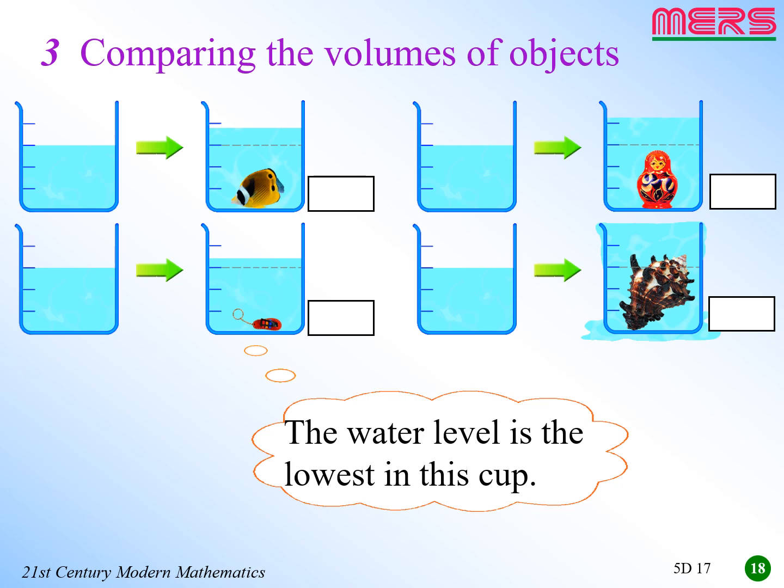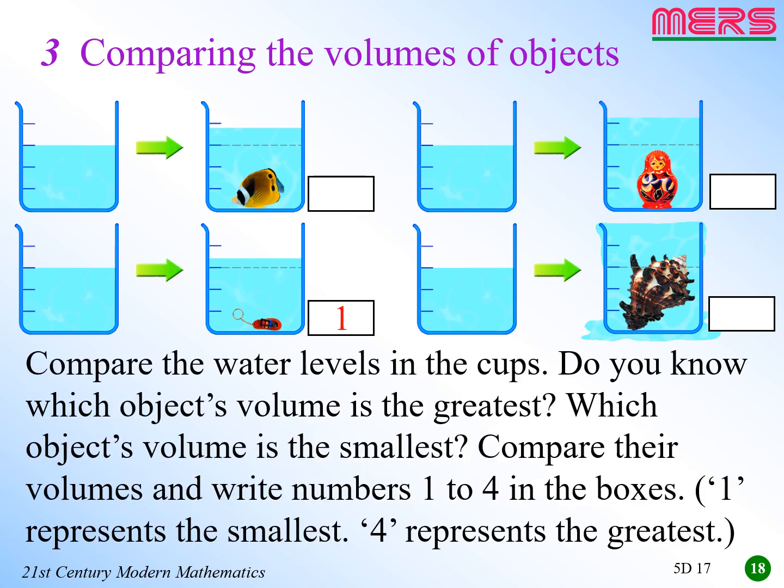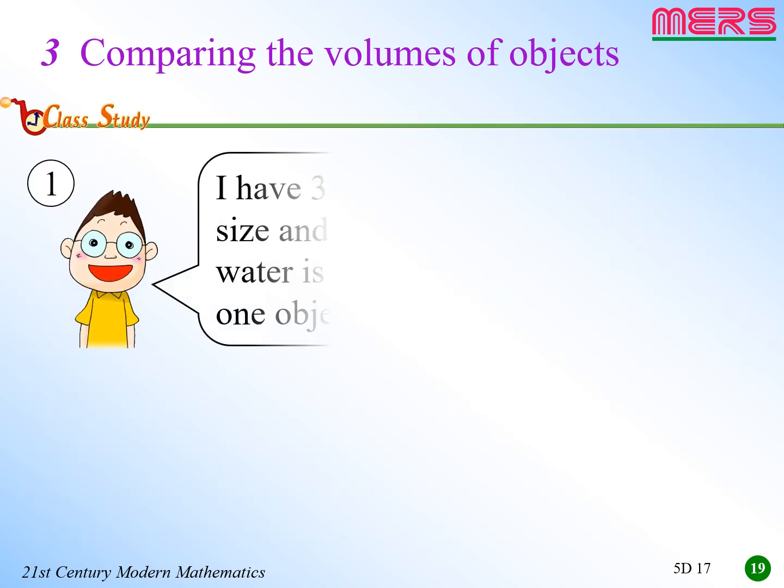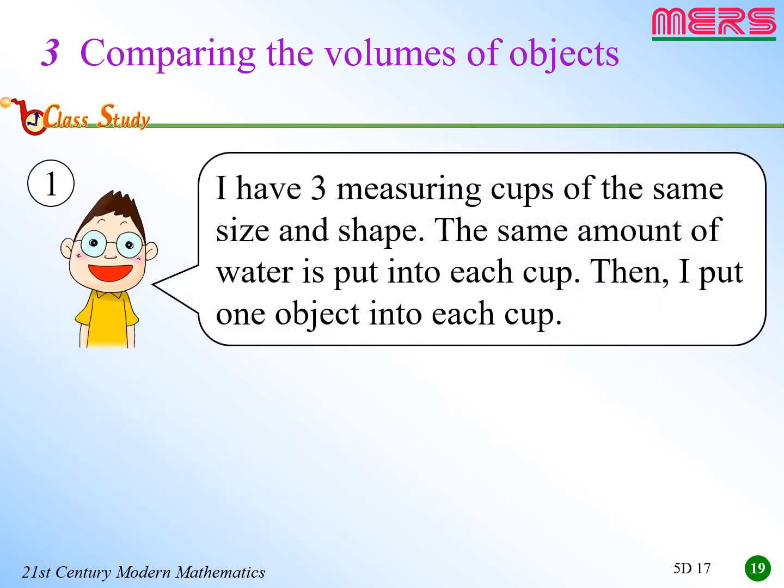So what is the order of the answer? It is 2, 3, 1, and 4. This is another example of using the water displacement method to compare volume.